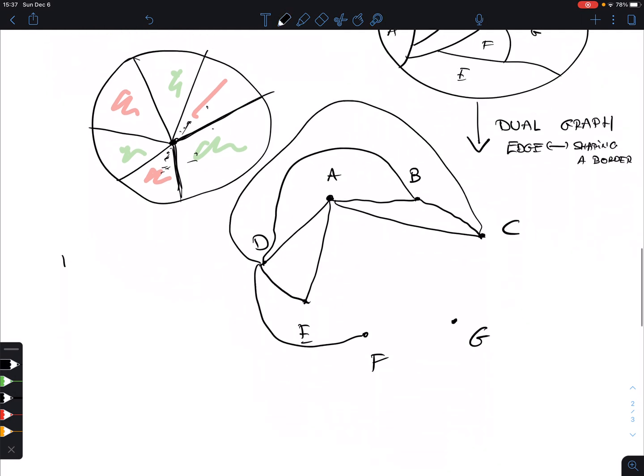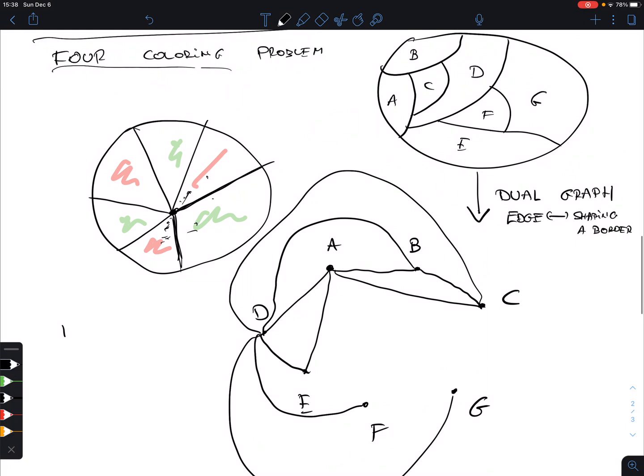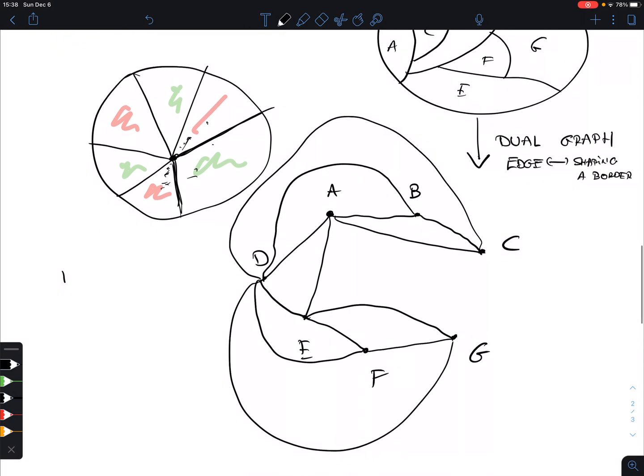So E, F, and G. You would say, Professor, why are you making such weird things? Bear with me. E has a border with F. That is one that I don't have yet. And also with G. So here E and G. And then finally, F has a border with G. All right. So I hope I didn't make a mistake. And this is what happens.